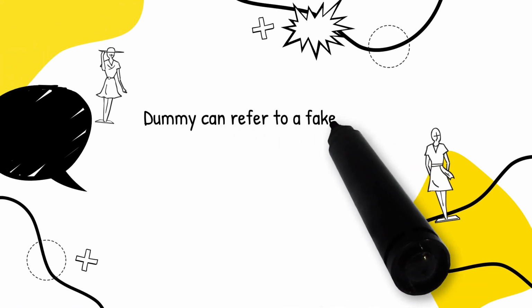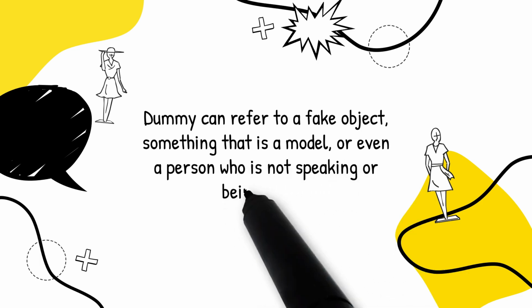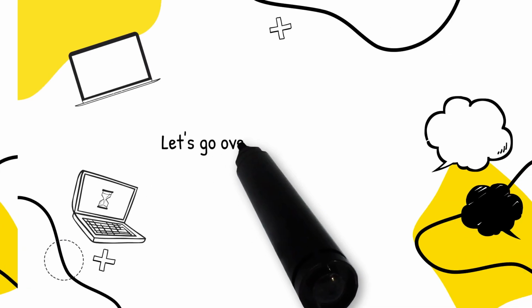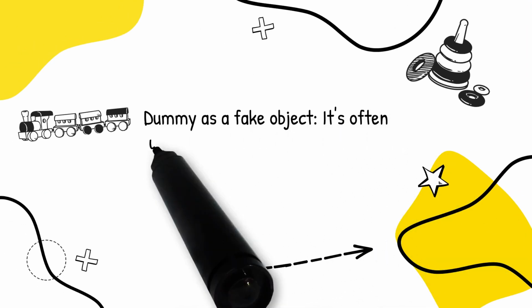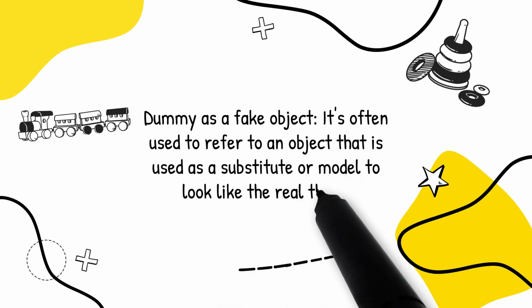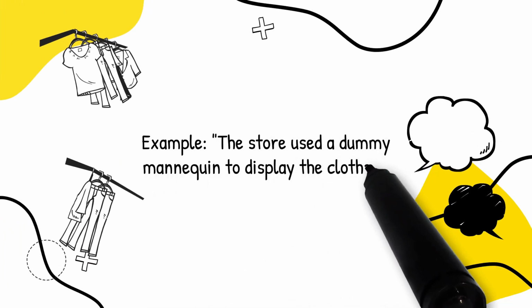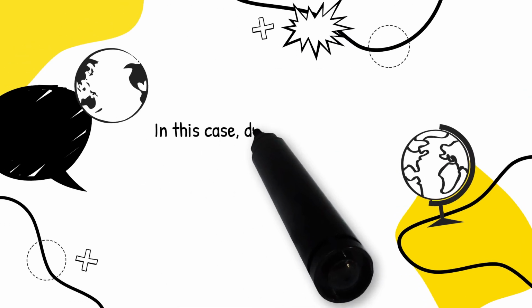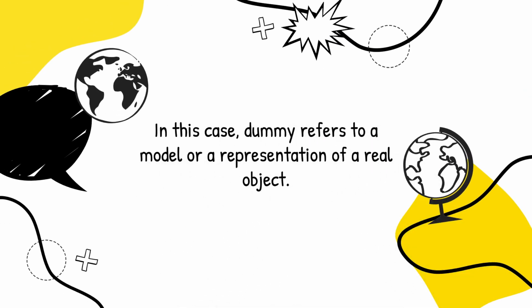Dummy can refer to a fake object, something that is a model, or even a person who is not speaking or being silent. Let's go over a few of the common meanings. Dummy as a fake object. It's often used to refer to an object that is used as a substitute or model to look like the real thing. Example, the store used a dummy mannequin to display the clothes. In this case, dummy refers to a model or a representation of a real object.